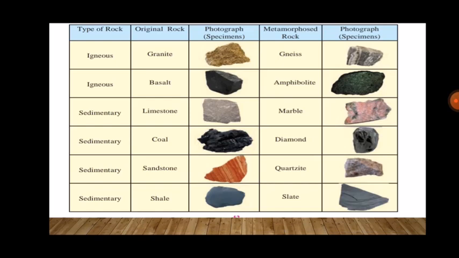Then the next is again sedimentary. The original rock is sandstone. That's the photo of sandstone, and when it is metamorphized, it turns into quartzite. Then the next and the last is a sedimentary. The original rock is shale, and that's the photograph of a shale rock, and when it gets metamorphized, it becomes a slate. Okay.